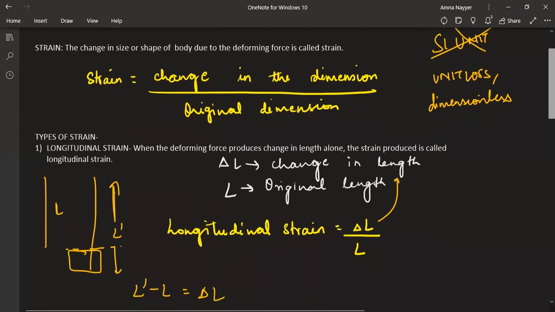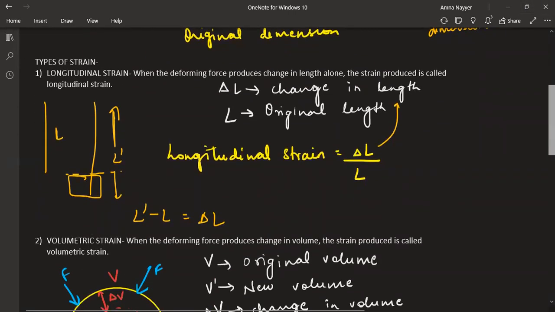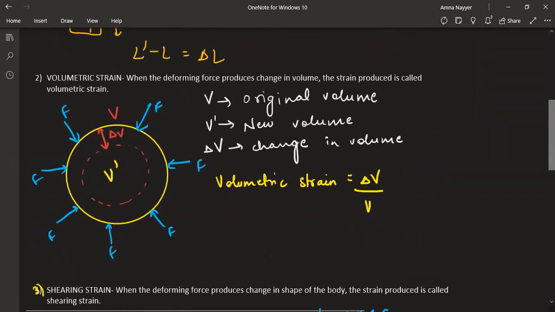Fine. So longitudinal strain means change in length. If it is only change in volume, so volumetric strain, change in volume by the original volume. So if, let's say, all these forces have compressed this body and this body has reached this point, the red dotted lines, so the change is this perpendicular change. This you will be able to observe. This is the change that is coming, delta V. So change in volume, delta V by V. This will also be unitless. See, meter cube above, meter cube below, unitless. This is known as volumetric strain.